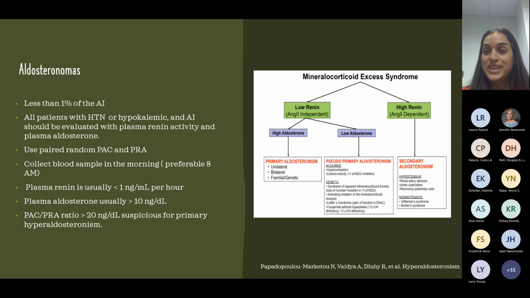The most common cause is unilateral, but also we can have bilateral disease, and also we can have hereditary disorders that are associated with primary hyperaldosteronism.